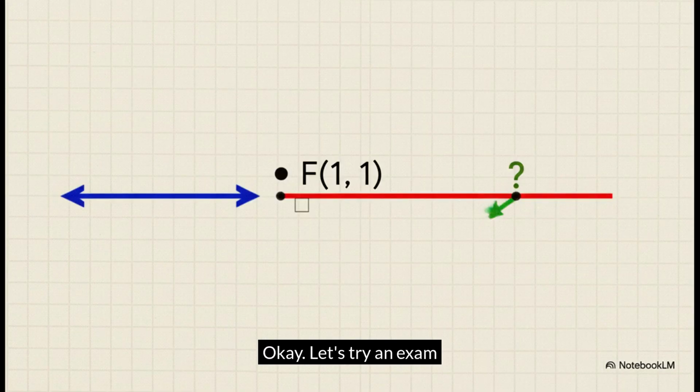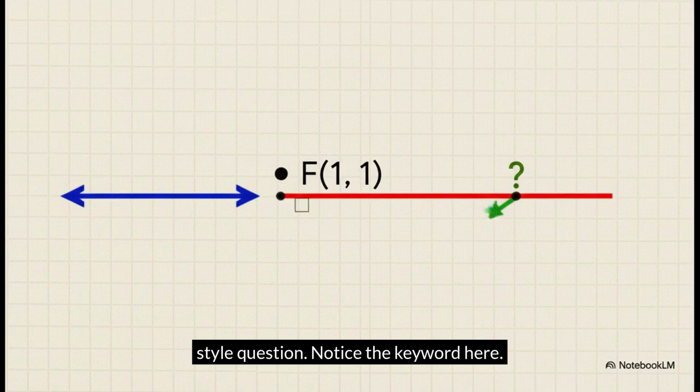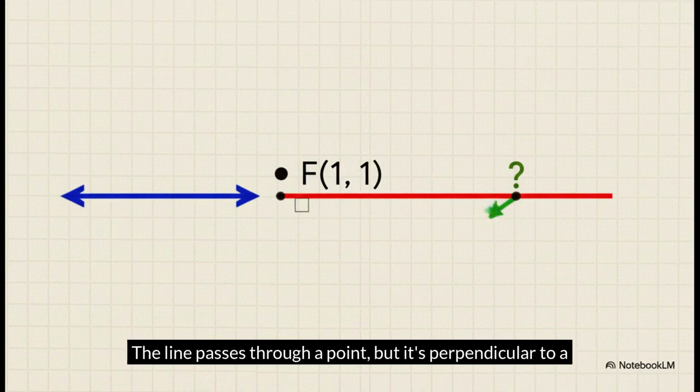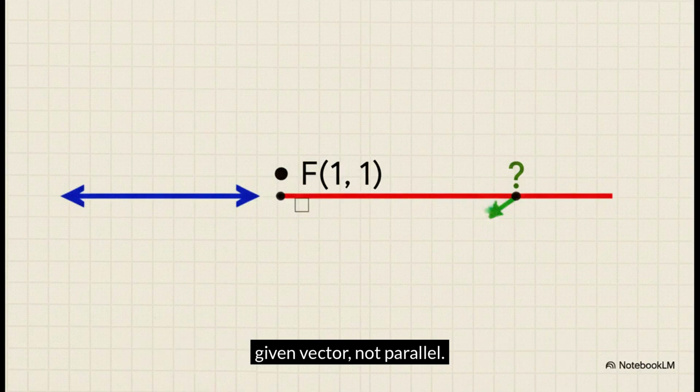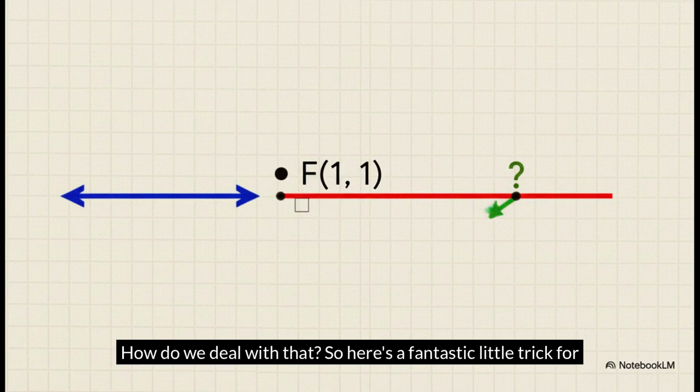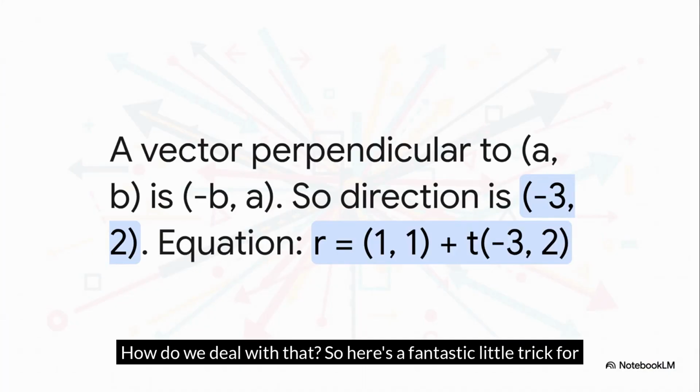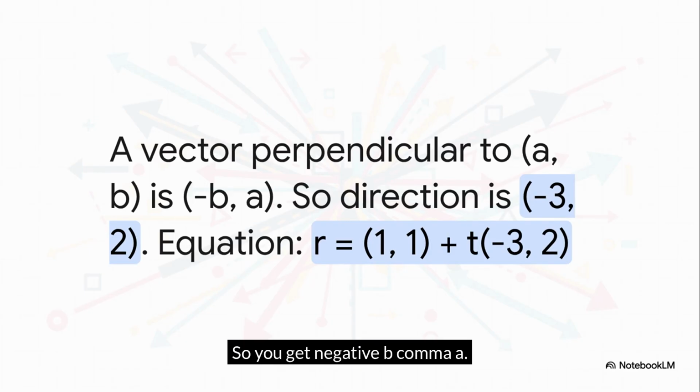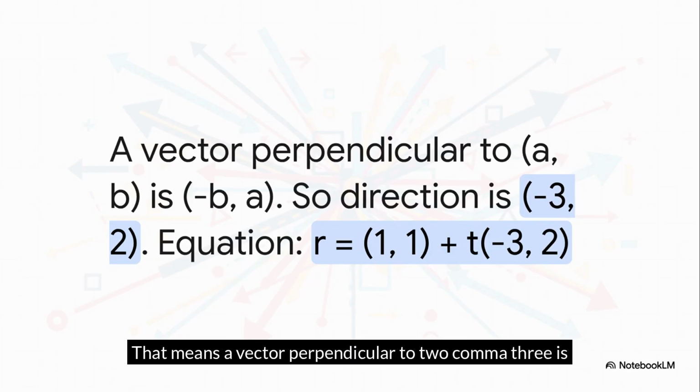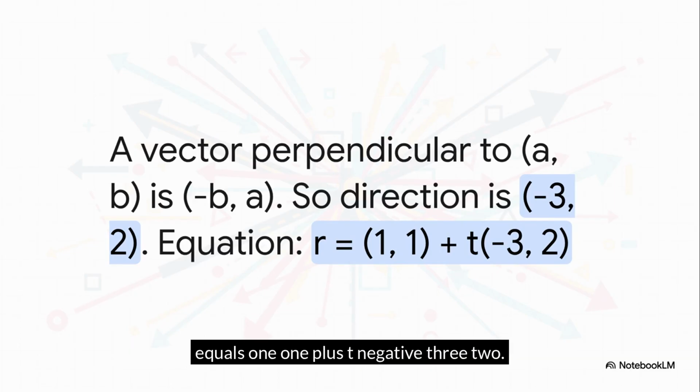Okay, let's try an exam-style question. Notice the keyword here. The line passes through a point, but it's perpendicular to a given vector, not parallel. How do we deal with that? So here's a fantastic little trick for 2D vectors. If you want a vector that's perpendicular to a, b, you just swap the components and make the new first one negative. So you get -b, a. That means a vector perpendicular to 2, 3 is -3, 2. And that's our direction vector. So the final equation is just r equals 1, 1 plus t times -3, 2.